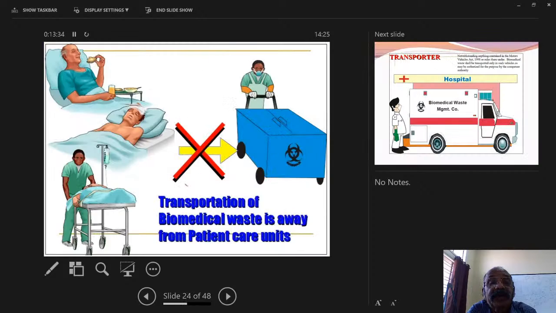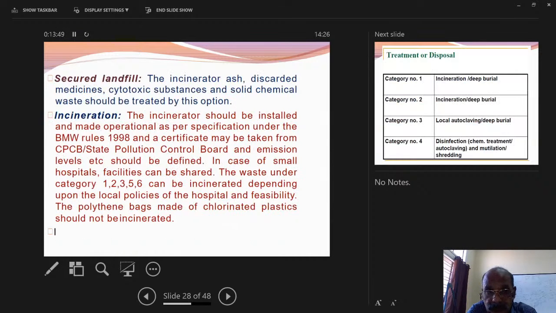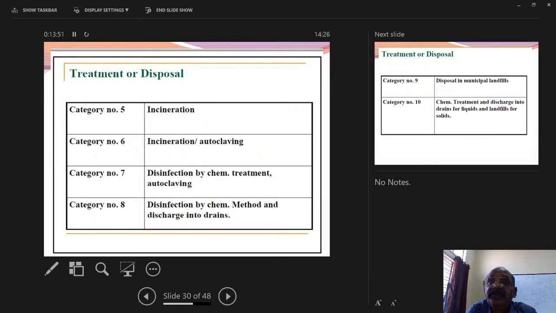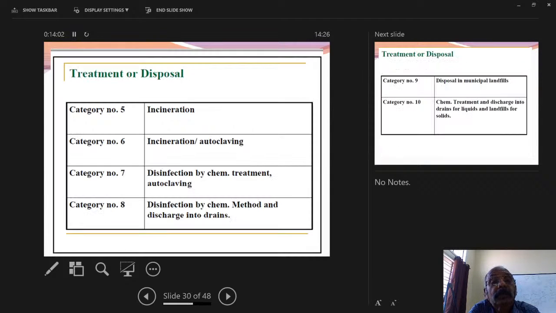An incinerator is located nearly 30 kilometers away from the city, and an entire waste treatment plant occupies a place of nearly 3 to 3.5 acres. These are the prescriptions of the biomedical waste rules.